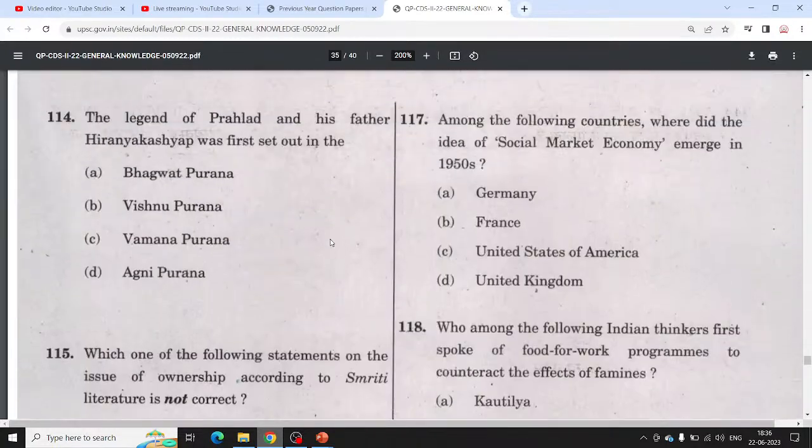Look at this next. This is what I try to do in my art and culture classes. Now this is totally outside the syllabus. Bhakt Prahlad and Hiranyakashipu, they are in which book, they are asking. So in my art and culture I have told you what is Purana, what is Upanishad, what is Aranyakas, what is Mahabharata, what is Ramayana, right? The answer is Vishnu Purana. Okay? So remember this.